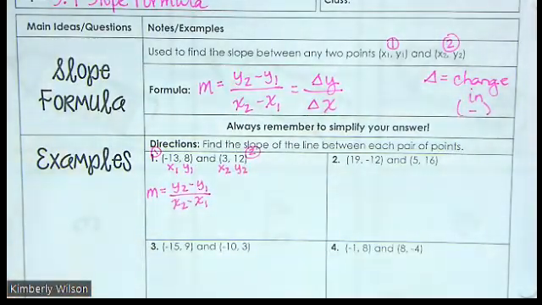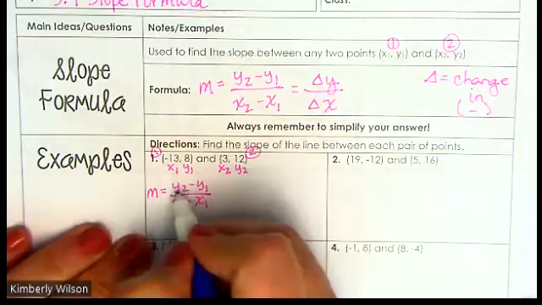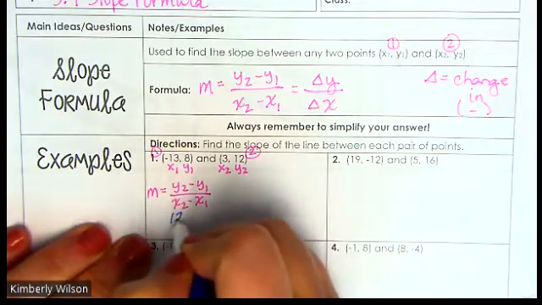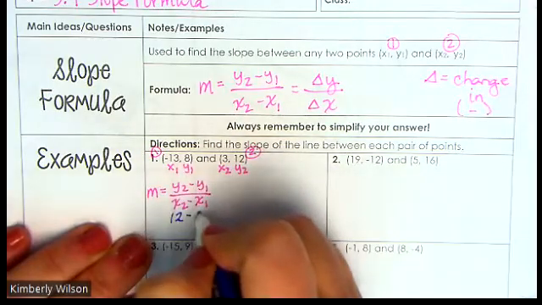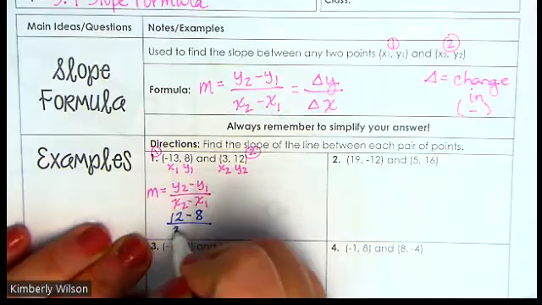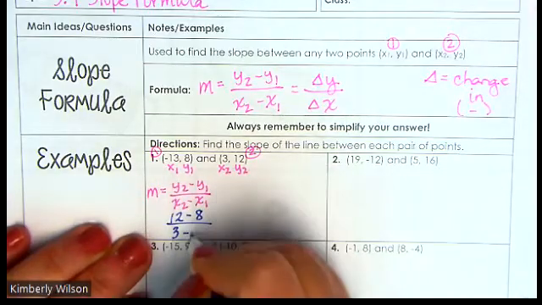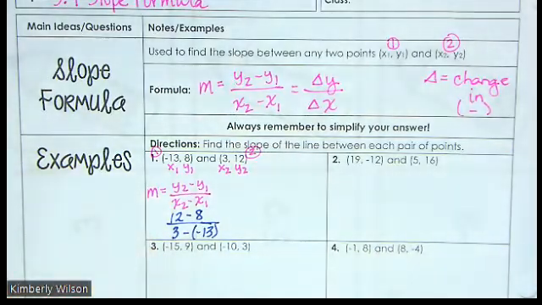So my first step is I've got to plug in my numbers. So I'm going to have y2, which is 12. So I have 12 minus y1, which is 8, all over x2, which is 3, minus negative 13. This is where you have to pay attention to those integer rules, because if you make a mistake, it's going to cause you to get it wrong.